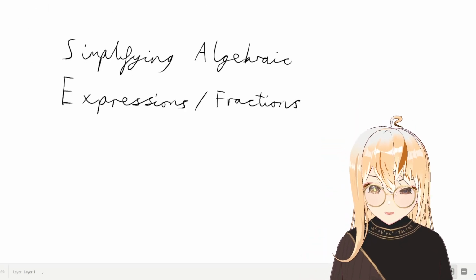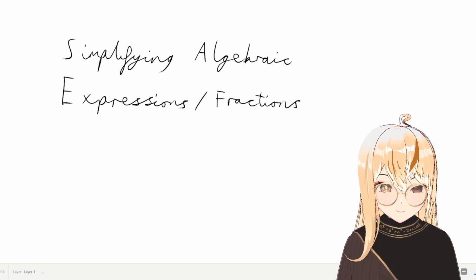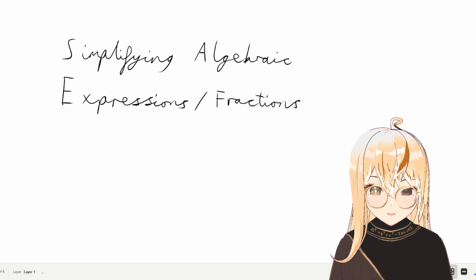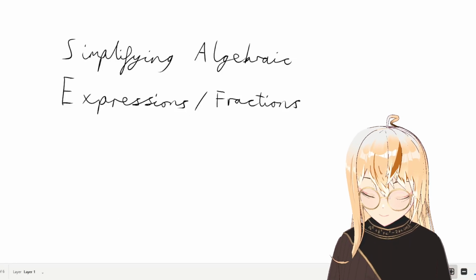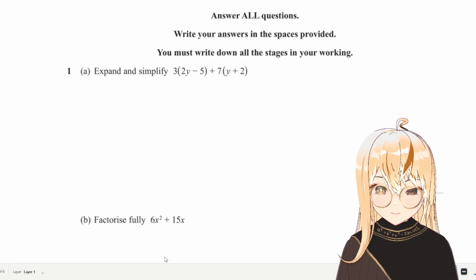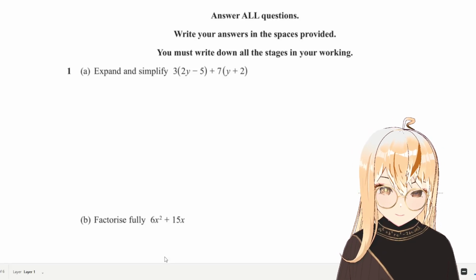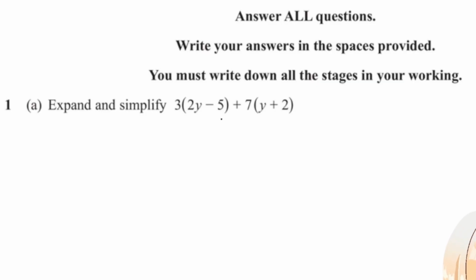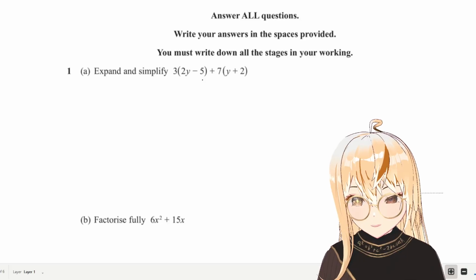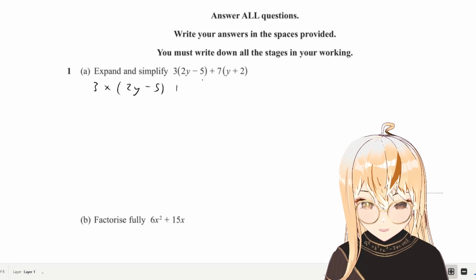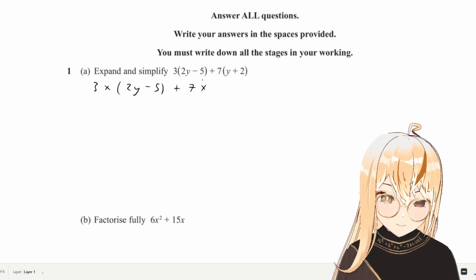So, building off what we did last lesson, we're going to be simplifying algebraic expressions and fractions. So let's just get right into it. Here we need to expand and simplify the following expression. What we need to do is expand these brackets out. What this 3 outside this first bracket is saying is that everything inside the bracket is multiplied by 3. So it's like 3 times 2y minus 5 plus 7 times y plus 2.